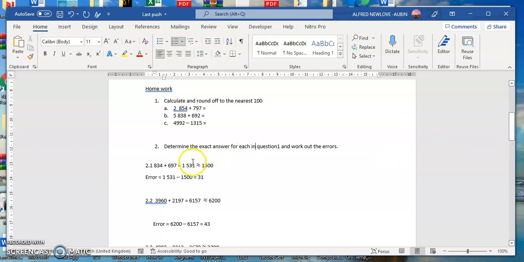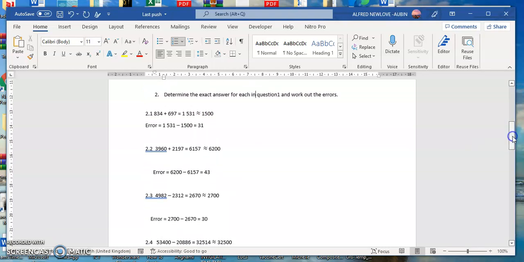So for instance, this one is the exact answer and this one is the estimated answer. The estimated answer is where you round it either up or down, or you round it to the nearest 100, nearest 10, etc. So here our error, we are going to say the exact answer, which is the bigger one, minus the smaller one, which is going to give us 31. Is that okay? So this becomes the error. Let's look at the next one.